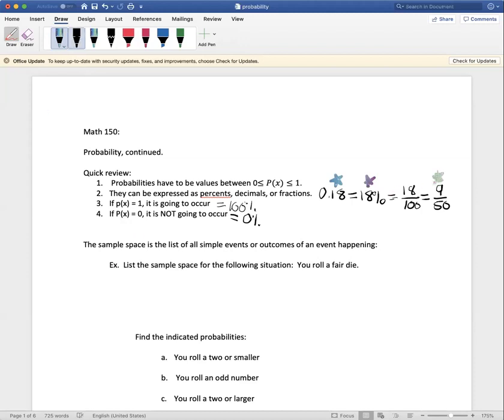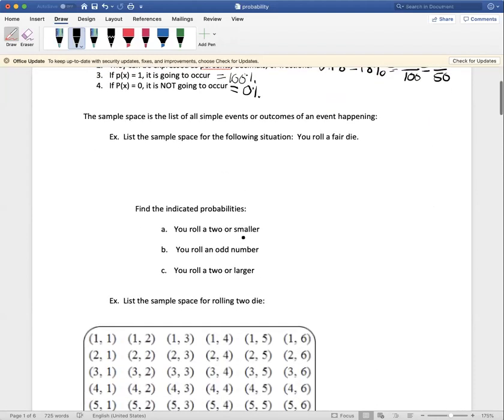Okay, so let's go back and talk about this idea of sample space. We talked about this idea that the sample space of an event occurring is the list of all simple events or outcomes of an event happening. So we talked about it's a list of all possibilities. So if you flip a coin, you can get heads or tails. If you flip a coin twice, you can get heads, heads as one possible outcome. That's a simple event. You can get heads, tails. You can get tails, heads, and you can get tails, tails. So there were 4 possible outcomes for flipping a coin twice.